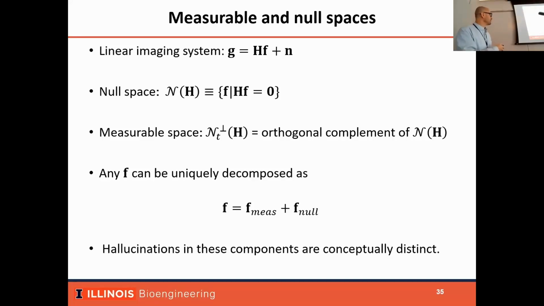Let's consider we have a null space. Again, the null space is the collection of all objects in the domain of the imaging operator that map to zero, so basically the objects that are invisible to the imaging system. The measurable subspace is just the orthogonal complement of the null space, so the objects in the measurable space, the imaging system can clearly see. And we know that any object we're going to image, we can always uniquely decompose into a component in the measurable subspace plus a component in the null space. And what we're going to do is give definitions for the hallucinations in each of these components.